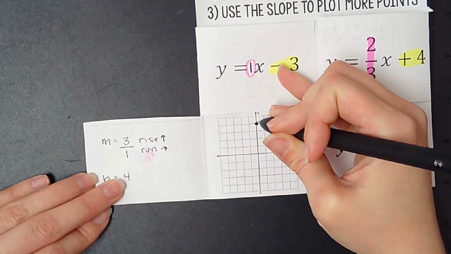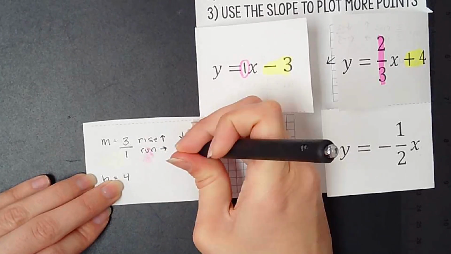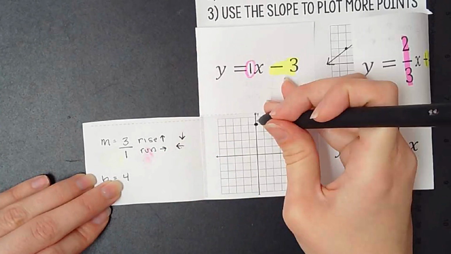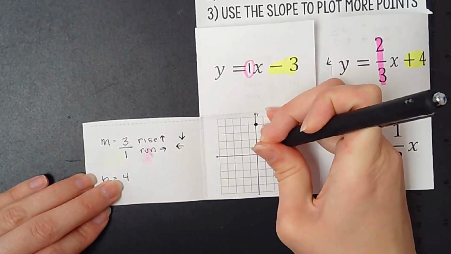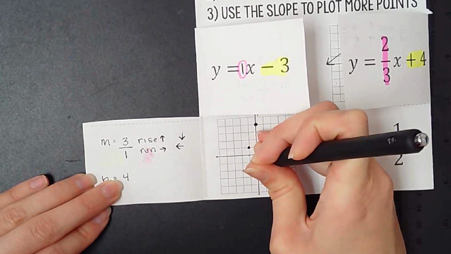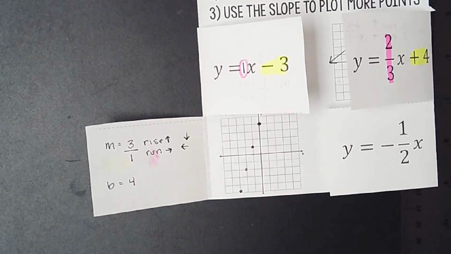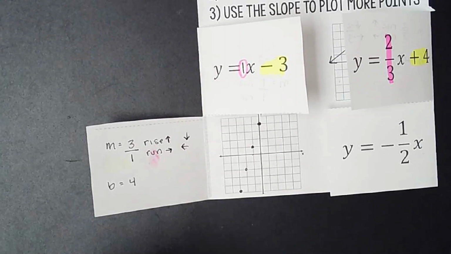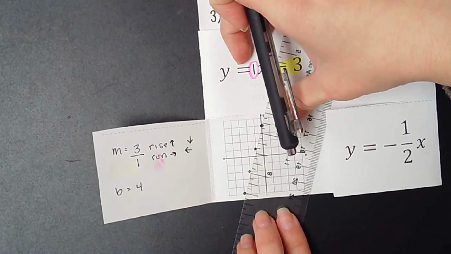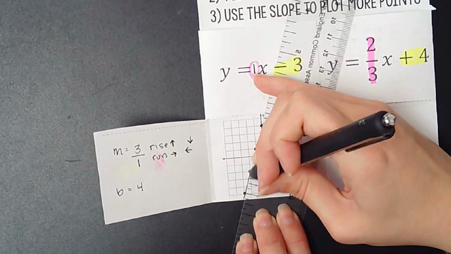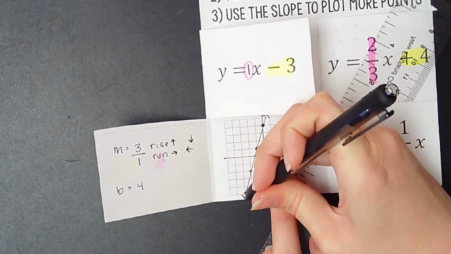Well, obviously that's not going to work. I can't rise 3. So we're going to have to do the same thing we did in our last example. And instead of rising 3 and running 1 to the right, we'll go down 3 and 1 to the left. And I'll continue that pattern until I run out of space. Once we've got all 4 points, use a ruler, make a line, make sure you draw arrows at the end.